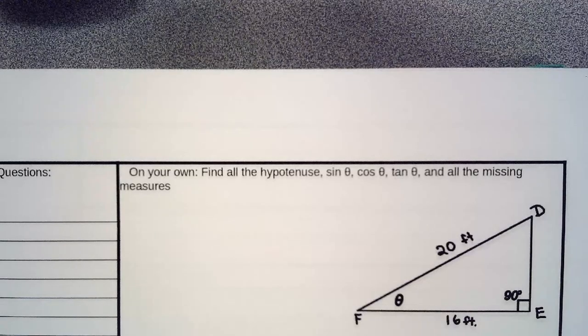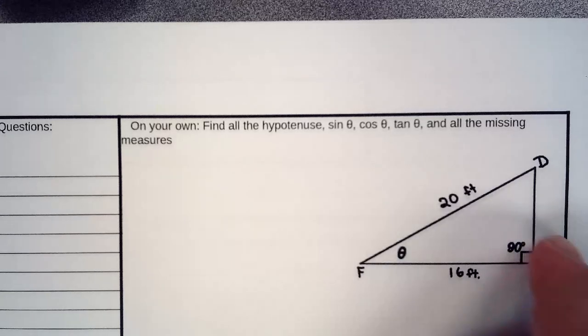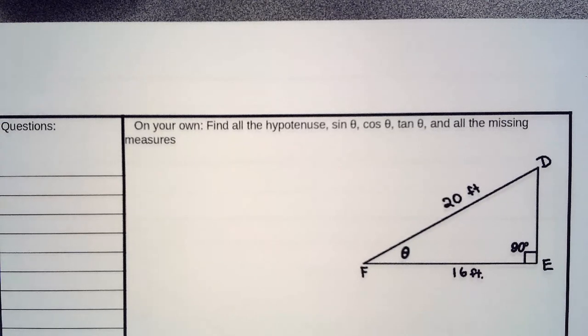Okay, on your own, find all the missing measures. It says find the hypotenuse, but you're actually looking for a leg. Find the sine of x, cosine of x, tangent of x, and all the missing measures.